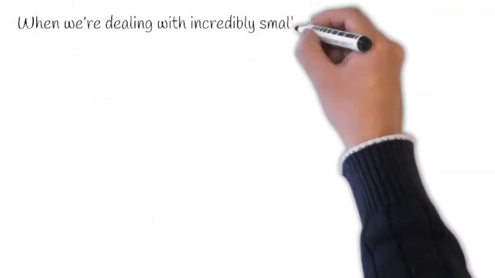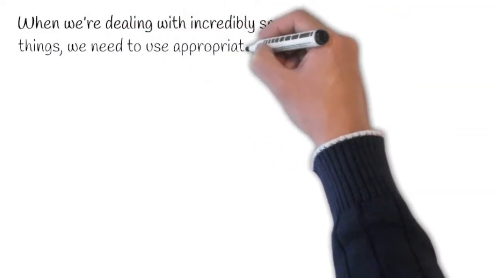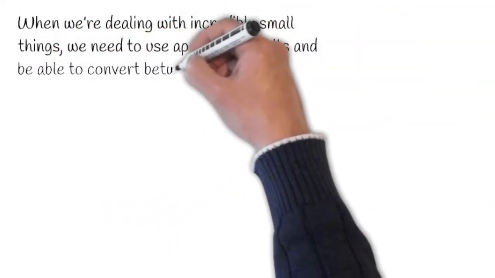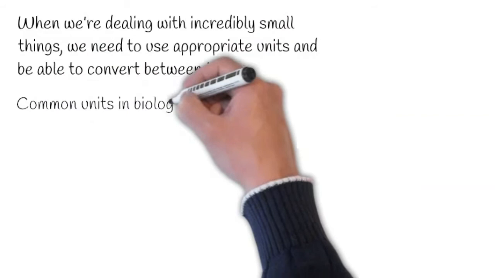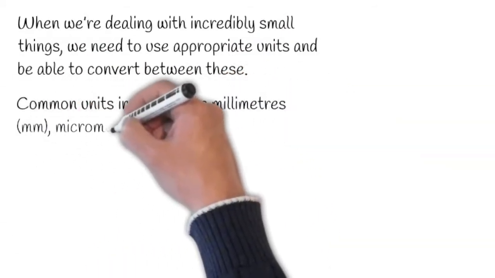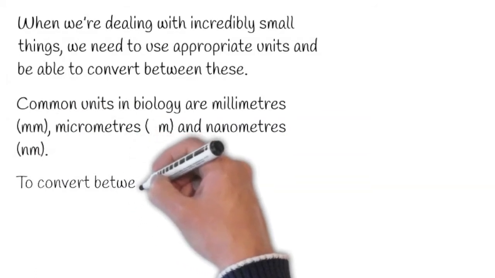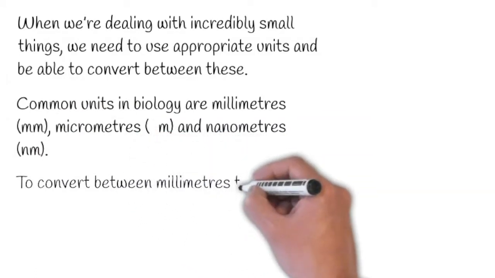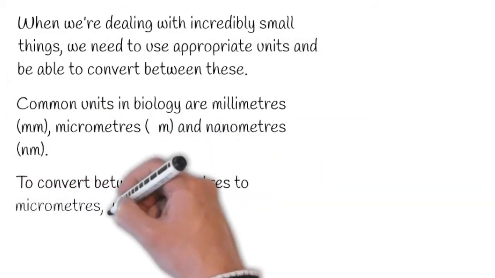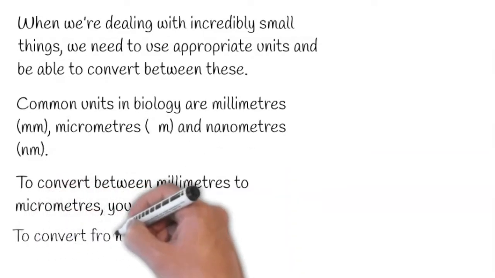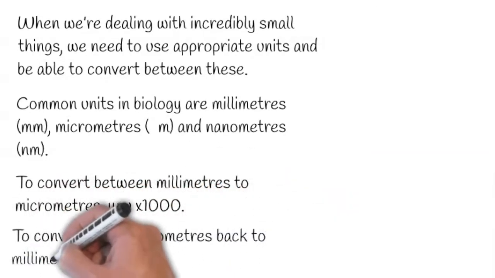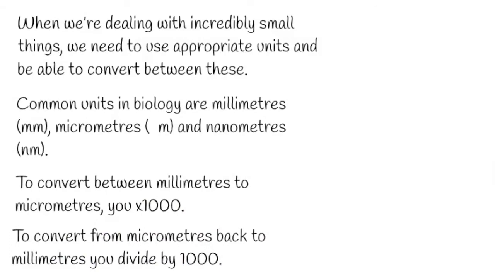When we're dealing with incredibly small things, we need to use appropriate units and be able to convert between them. Common units in biology are millimeters, micrometers, and nanometers. To convert between millimeters and micrometers, you times by 1,000. To convert from micrometers back to millimeters, you divide by 1,000.